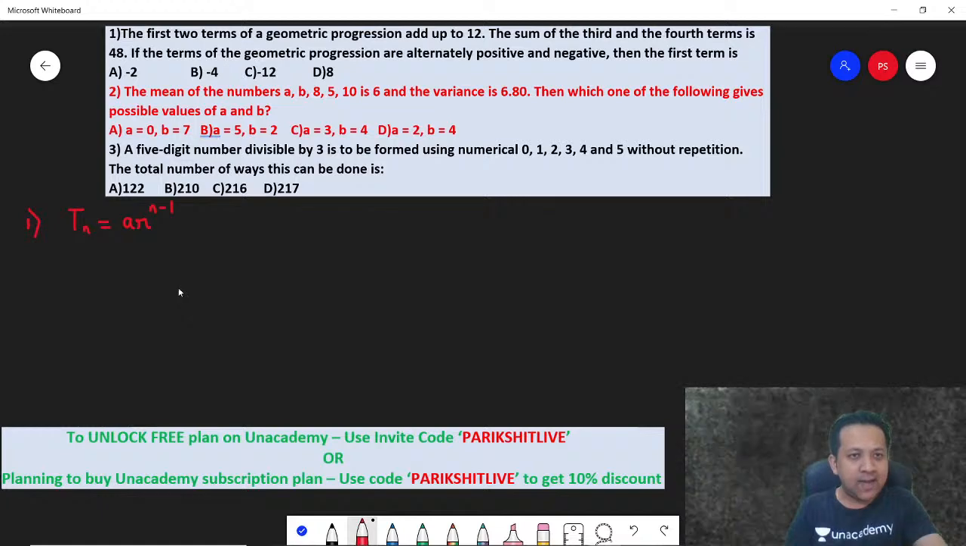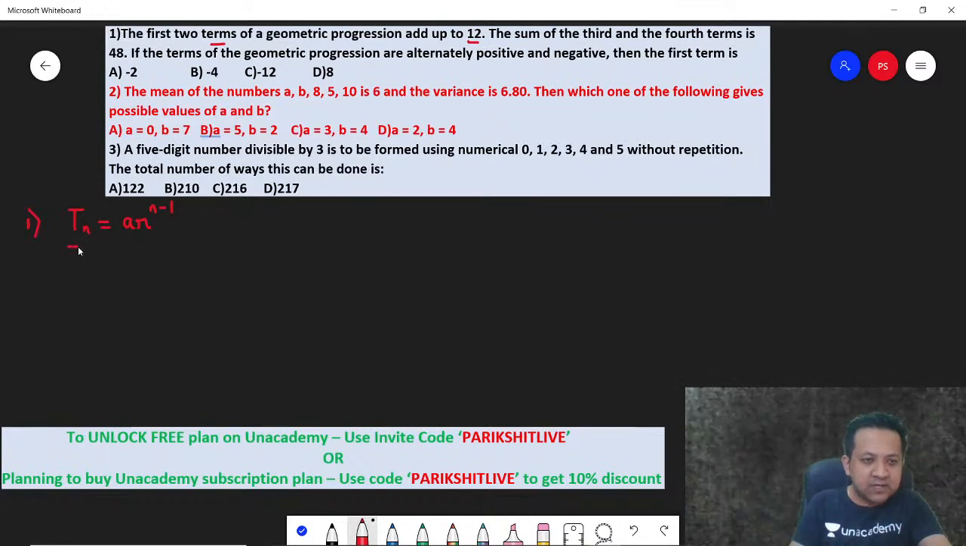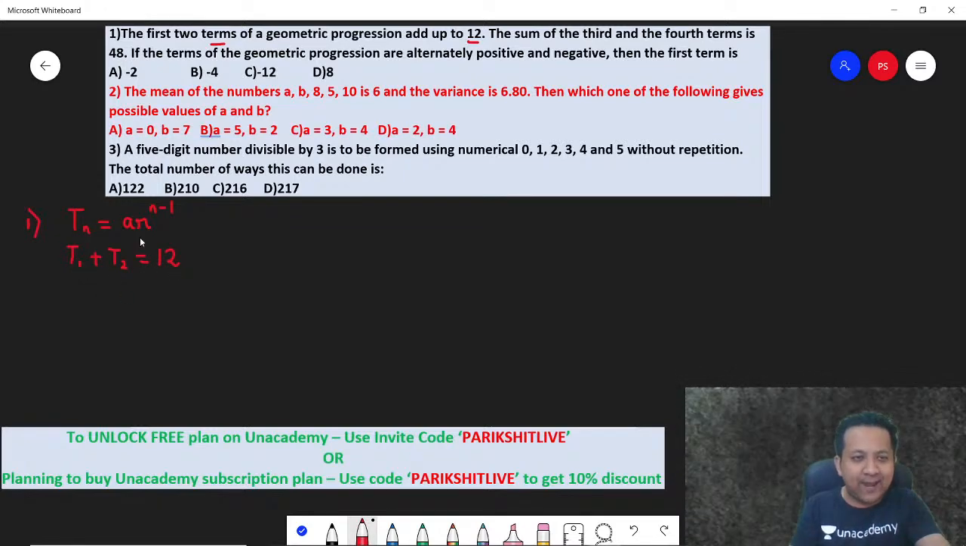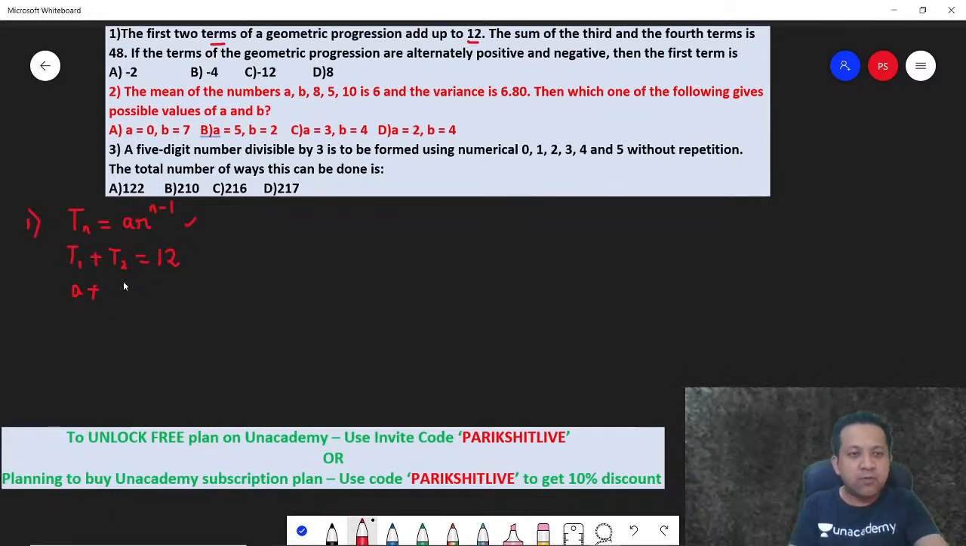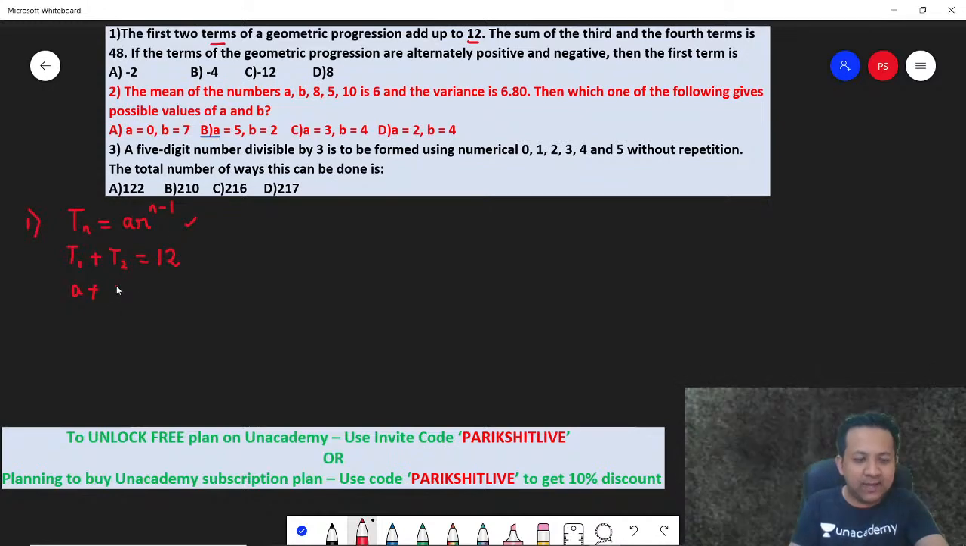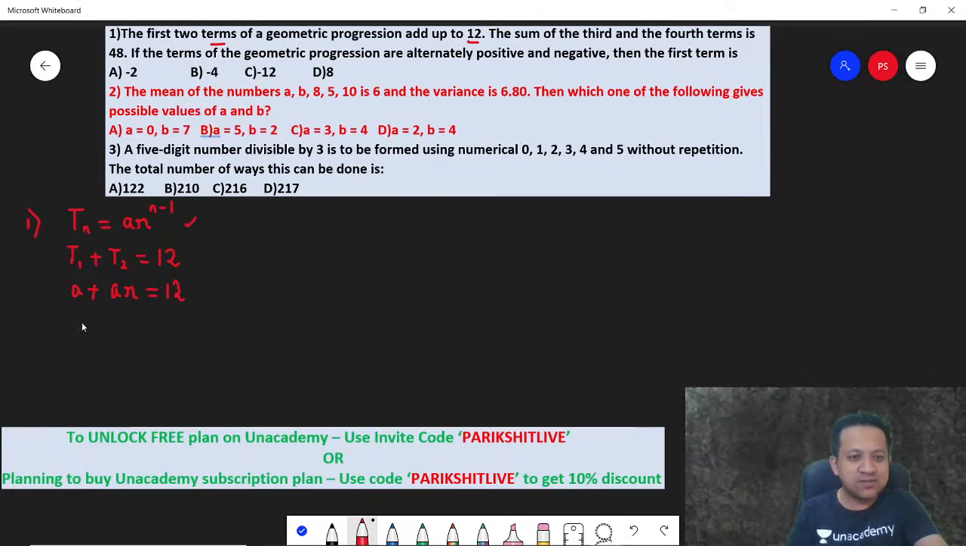Having known that, they say the first two terms add up to 12. So T1 plus T2 will add up to 12. In case of T1, n is 1, so AR to the power 1 minus 1 is AR to the power 0, which is anyway 1. So it is A. For T2, put n is 2: AR to the power 2 minus 1 is AR. So A plus AR is equal to 12. Correct? So this is your first equation.